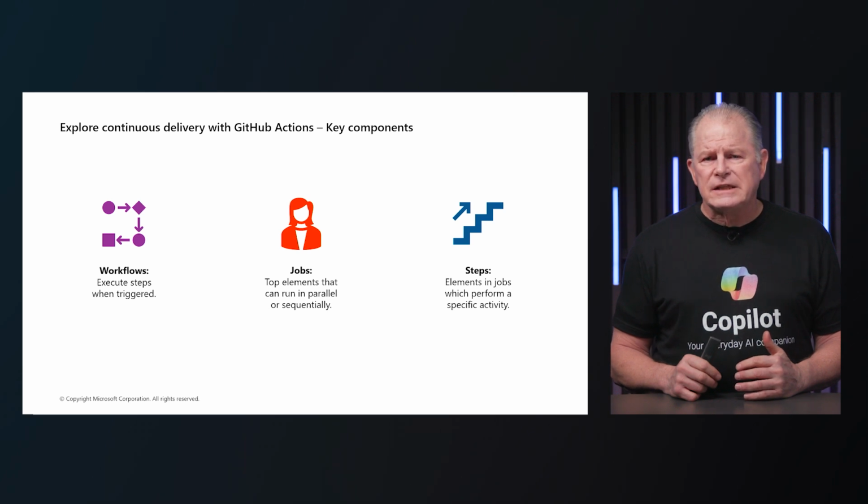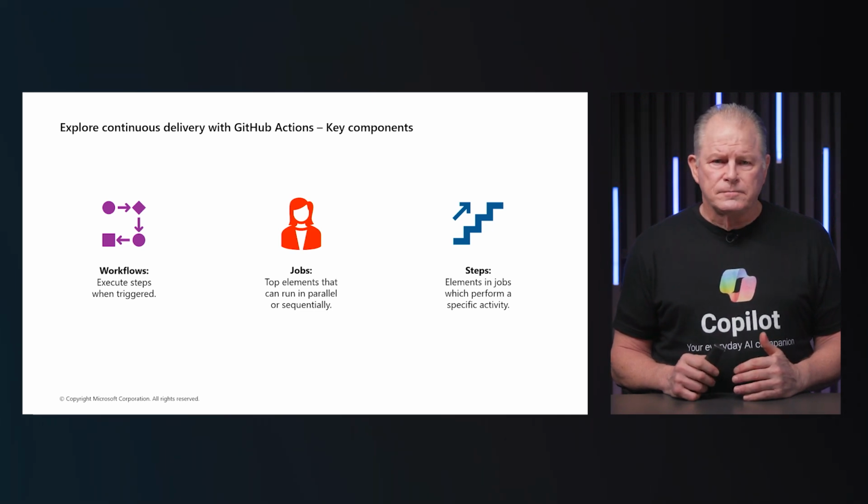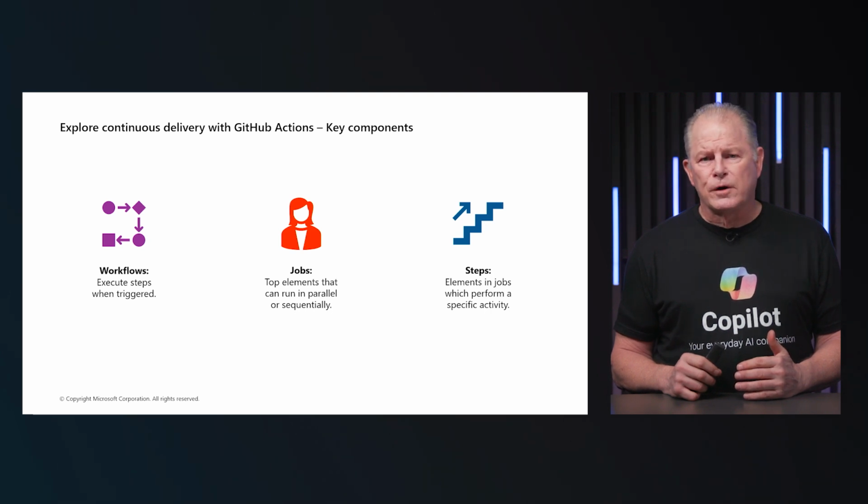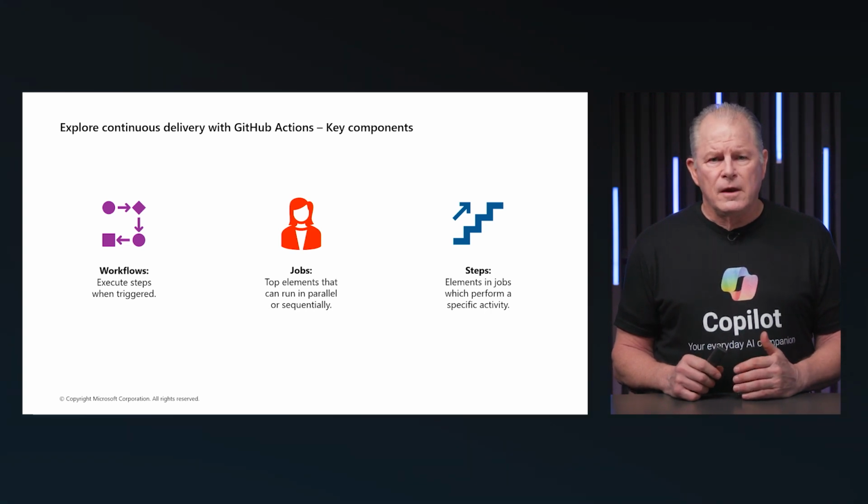GitHub Actions is a continuous integration and continuous delivery platform that allows you to automate your build, test, and deployment pipeline. You can create workflows that build and test every pull request to your repository or deploy merged pull requests to production. A GitHub Actions workflow can be triggered either manually or automatically.